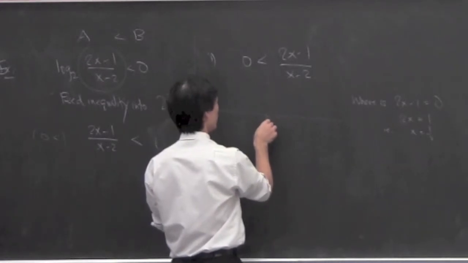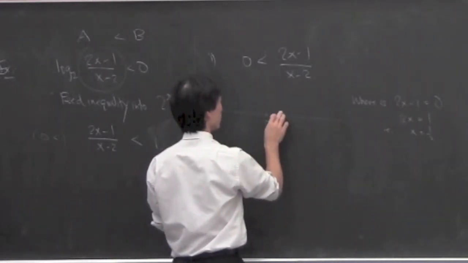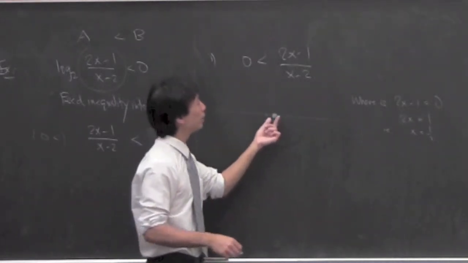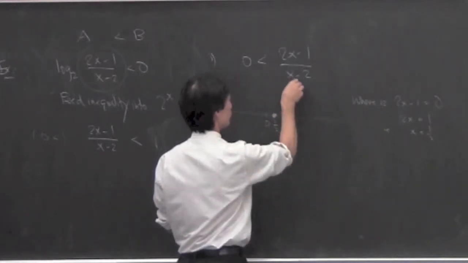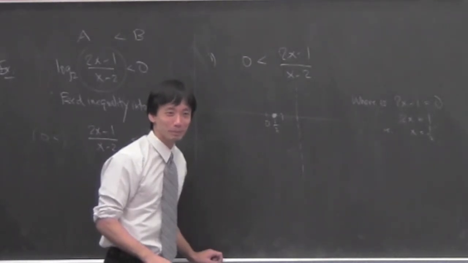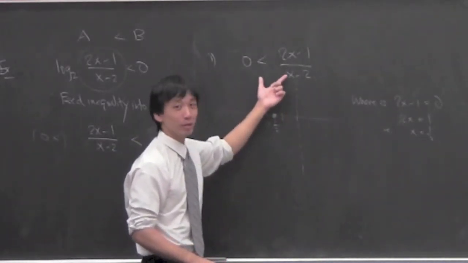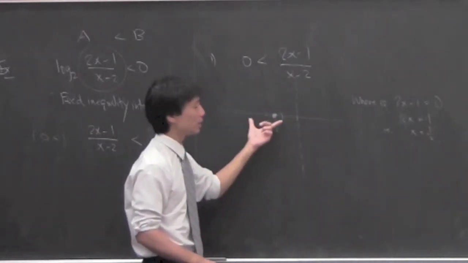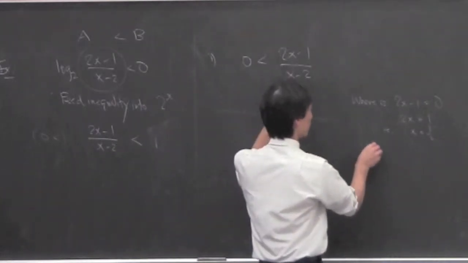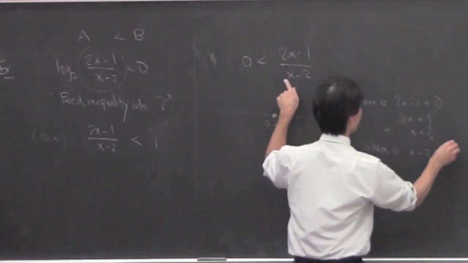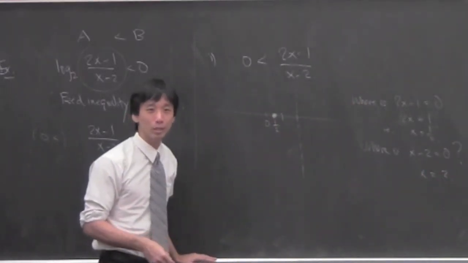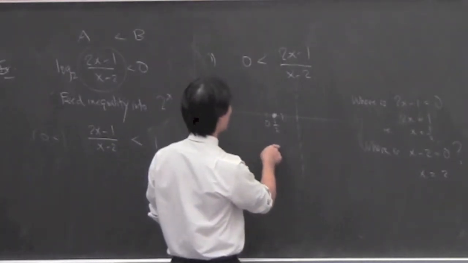So here, 0, 1, and a half. You know that it crosses here, and also at 2, we have a vertical asymptote. We've got a rational function. Where is it positive? We just need to test points in between. This is your old knowledge. Then we just test in between.